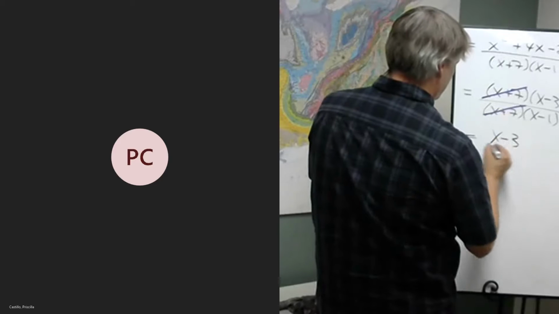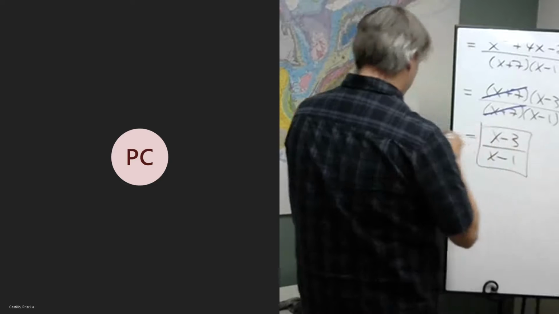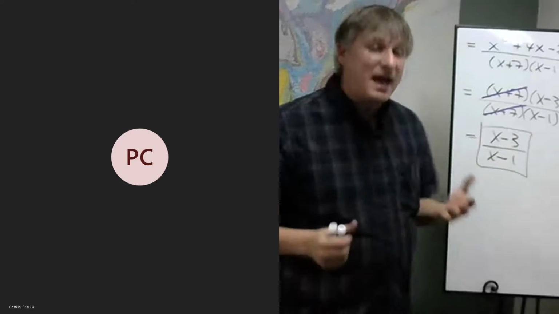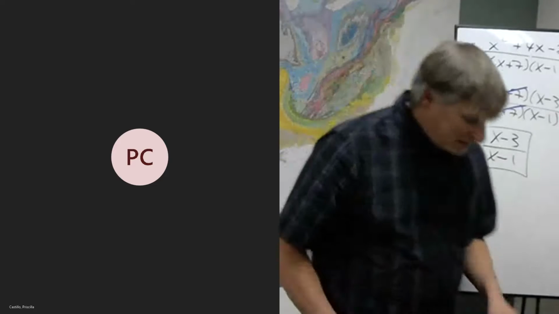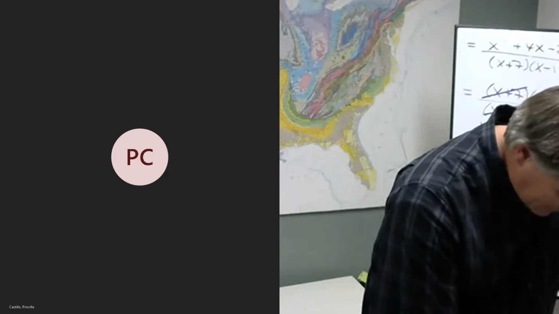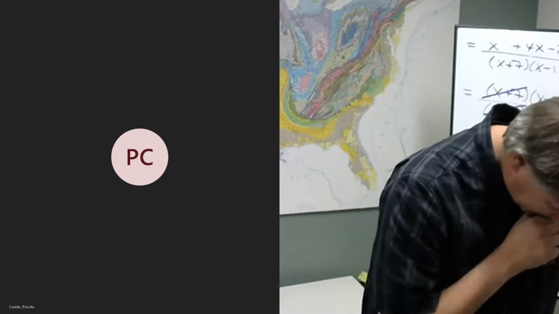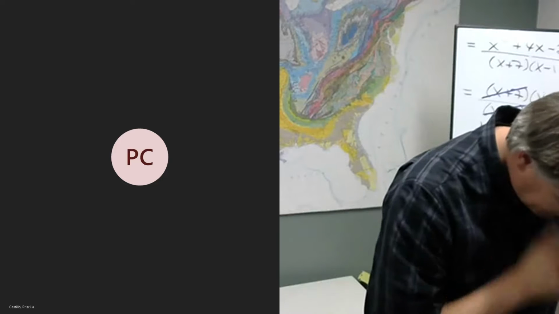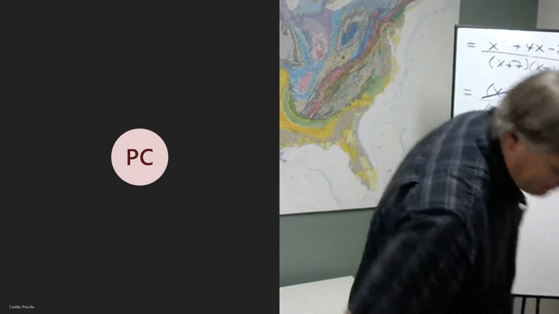X minus 3. X minus 4. And then that's going to be our answer. Now let's take a look at a situation where we don't have the same denominators. Looking for a good one. That one might work.